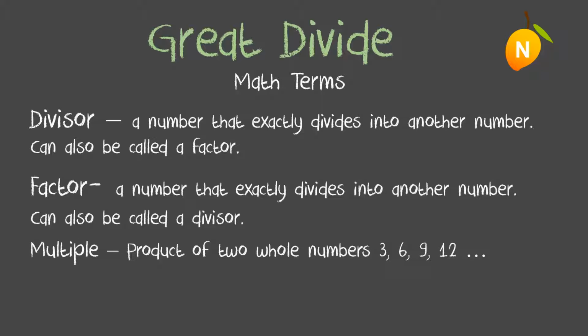Multiple, a product of two whole numbers. So multiples of 3 would be 3 times 1 is 3, 3 times 2 is 6, 3 times 3 is 9, 3 times 4 is 12. So it's counting by that number on up.